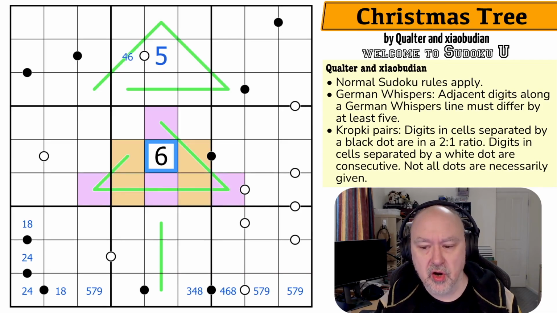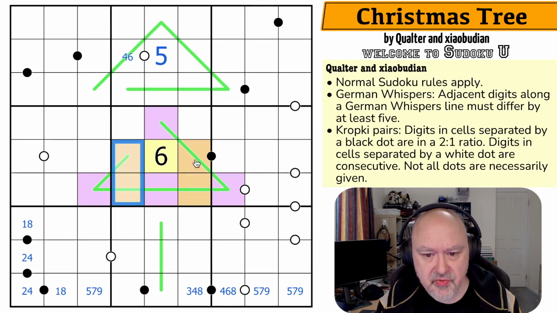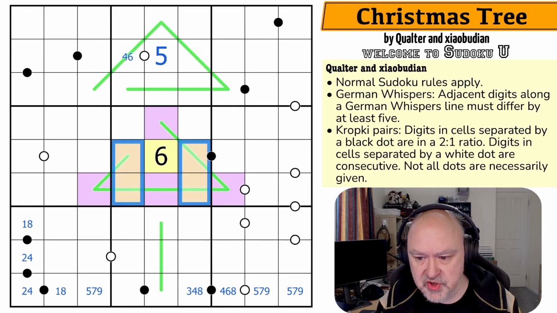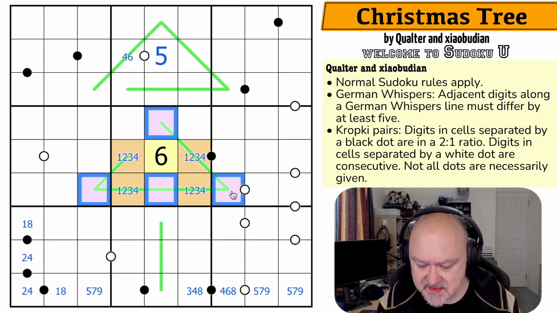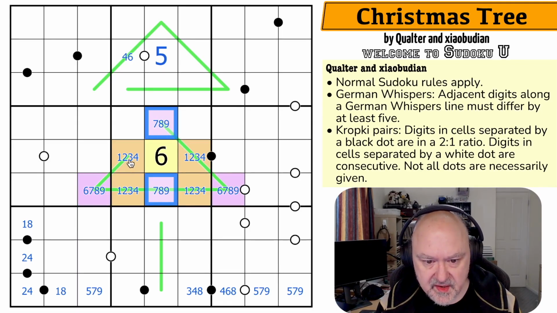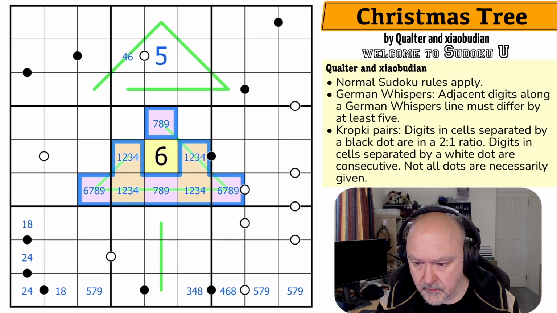But I've already got a high digit in this box. So these must be low, so these are 1, 2, 3, 4, and these are 6, 7, 8, 9. And these ones can't be 6. Now, I can actually do more with that. I'm going to get rid of the coloring.